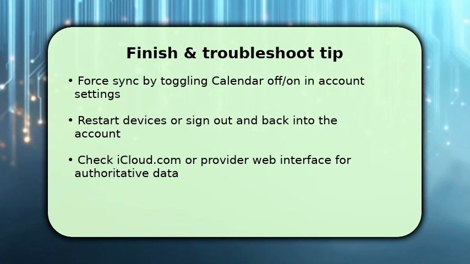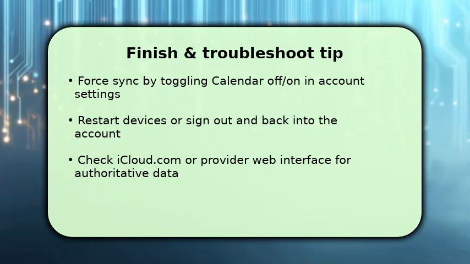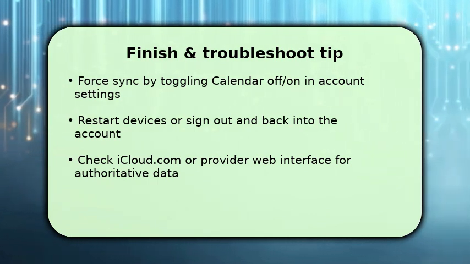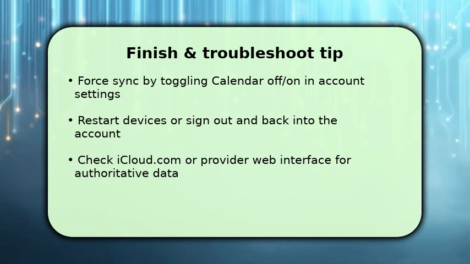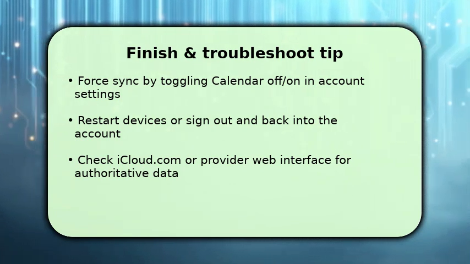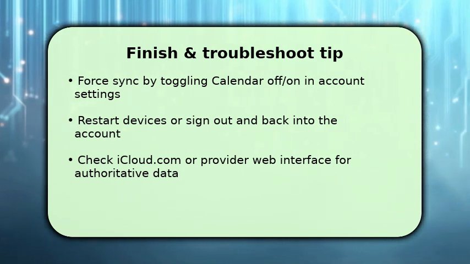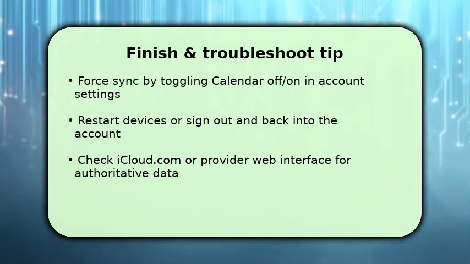To finish, create a test event on one device and watch it appear on the other. If it doesn't sync, force a refresh by toggling calendars off and on in account settings or by toggling Wi-Fi briefly. Make sure device clocks and time zones match. If problems persist, sign out and back into the account or restart both devices.